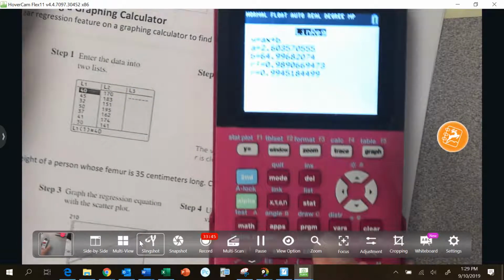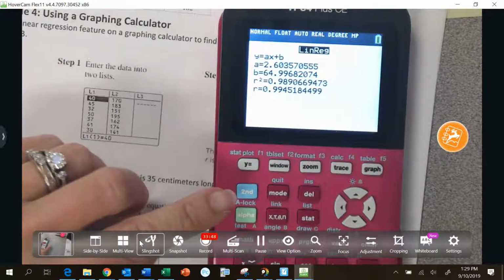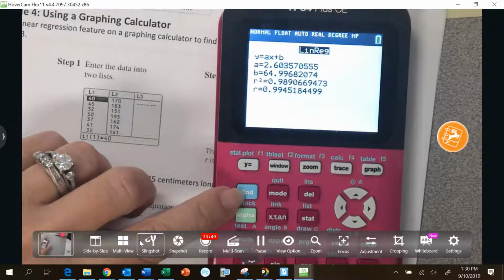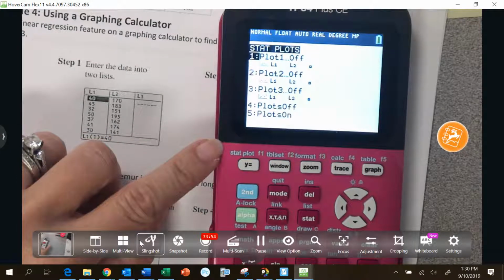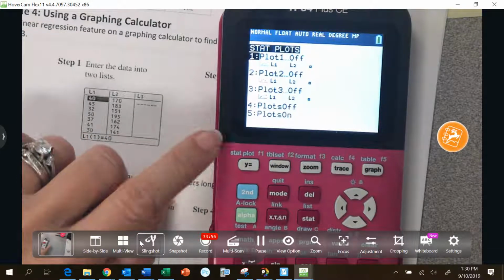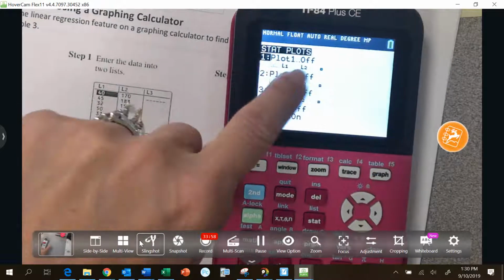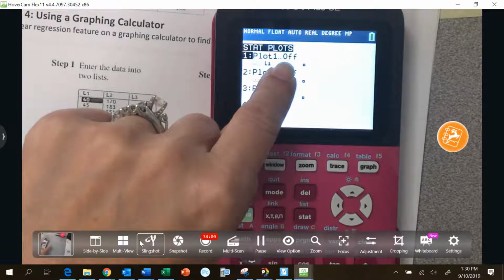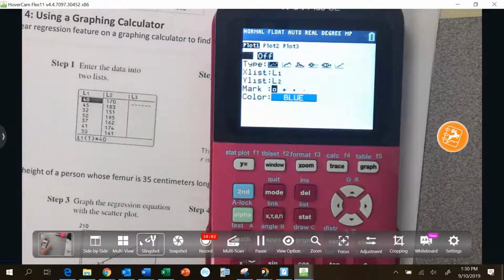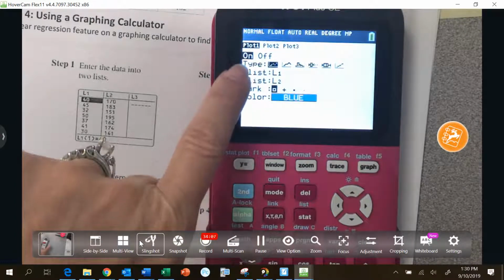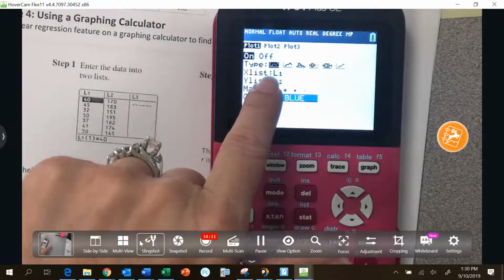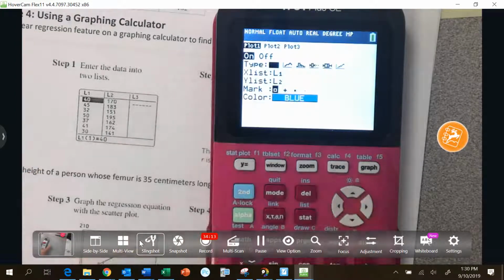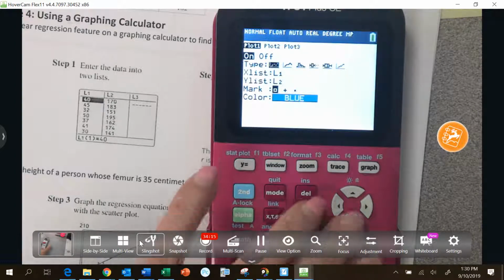To graph it, you're going to first go second y equals, which is statistics plot. That's where we're going to stat plot. And you see mine says off. So I'm going to hit enter so I can turn it on. I'm going to hit enter again so that the dark highlighted part is on the word on. And then you get to choose what kind of graph, but today we're doing a scatter plot, so make sure the scatter plot is clicked.